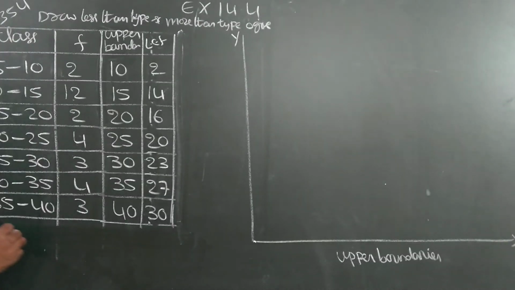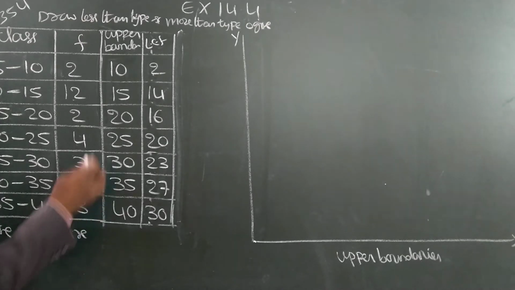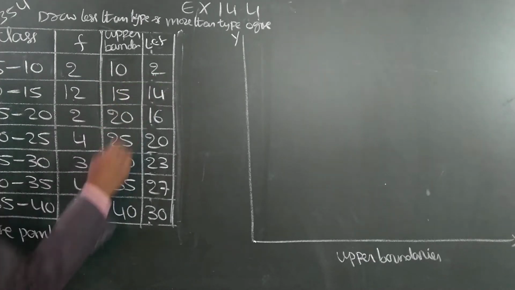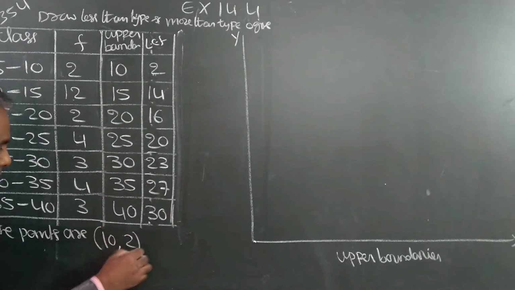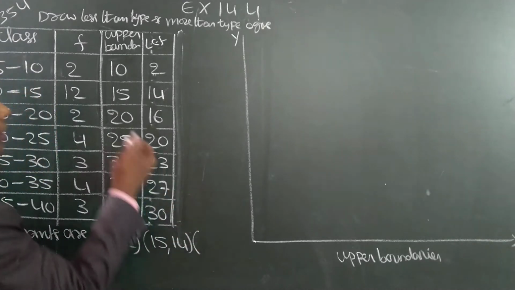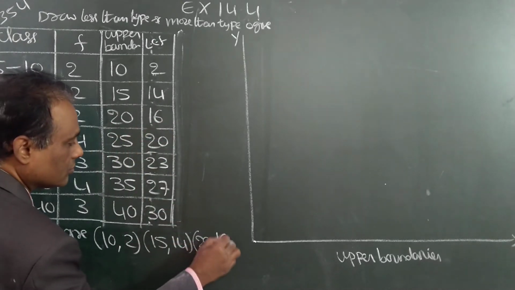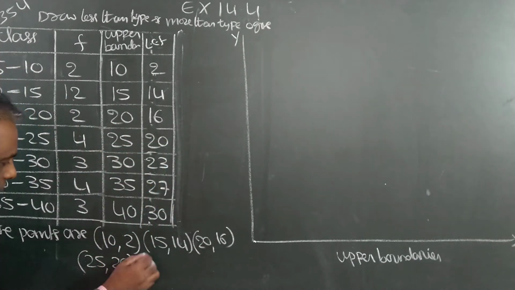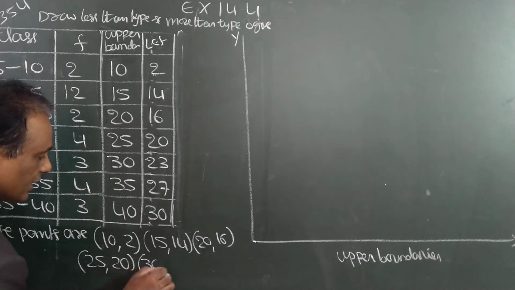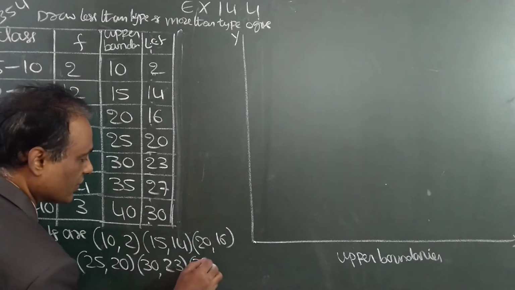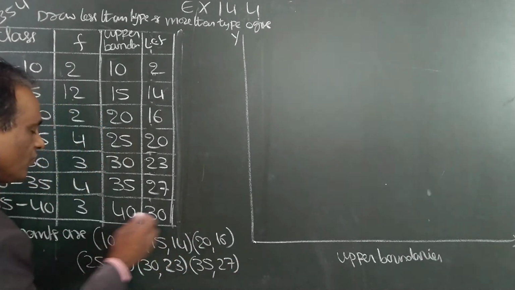So what are the points we have to take on the graph? The upper boundaries and the less than cumulative frequency. 10, 2; 15, 14; 20, 16; 25, 20; 30, 23; 35, 27; 40, 30.